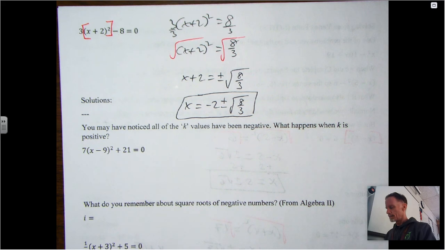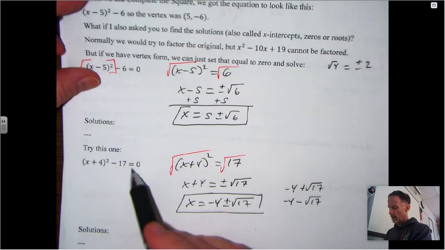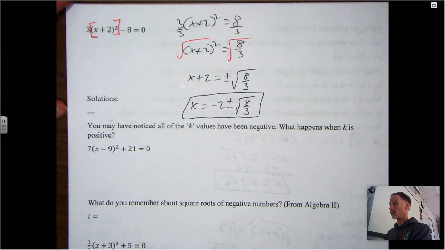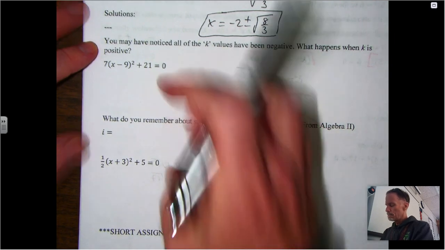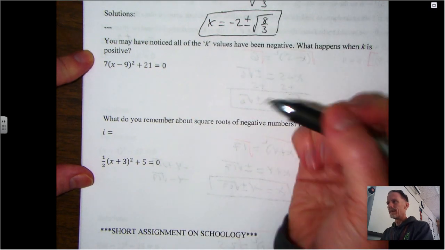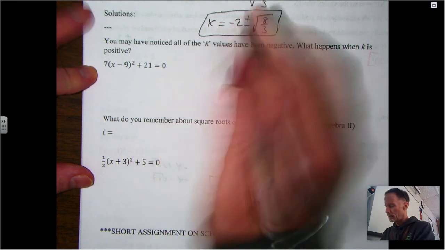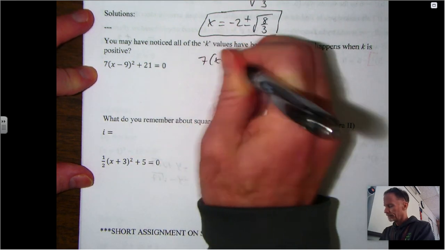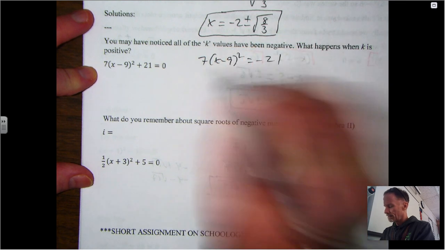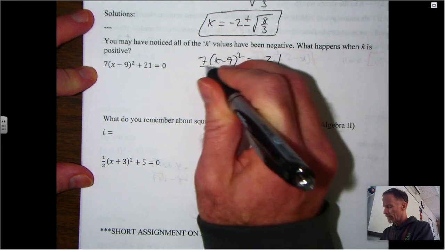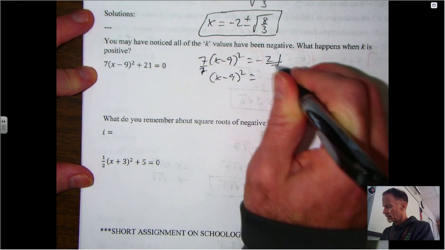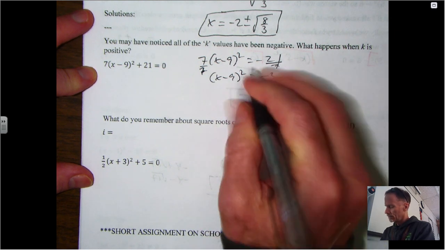Now, the one thing you might have noticed is on all of these examples, the constant I moved first was a negative number, so it became positive when I put it on the other side. That will clearly not always happen. Okay, so we got 2 more examples. But look, we still do the same thing, right? We still isolate. So I'm going to subtract 21. Divide by 7. And that's obviously just going to be -3. Square root.